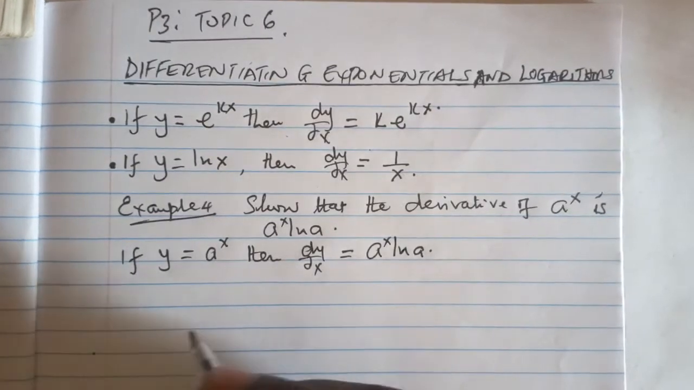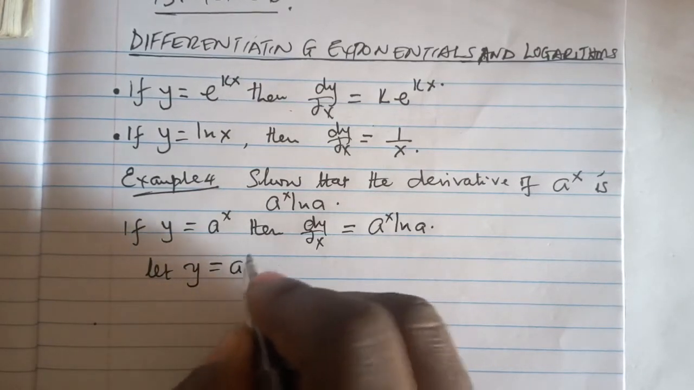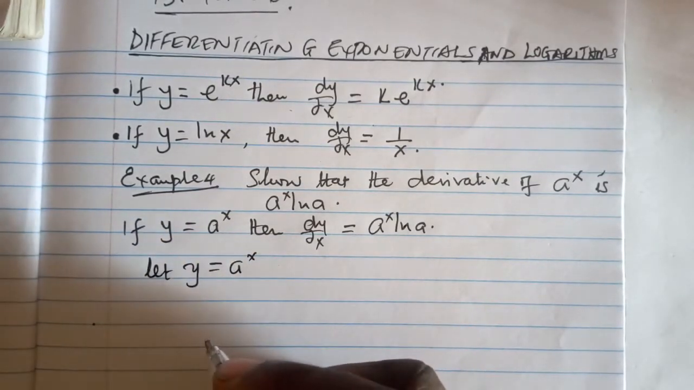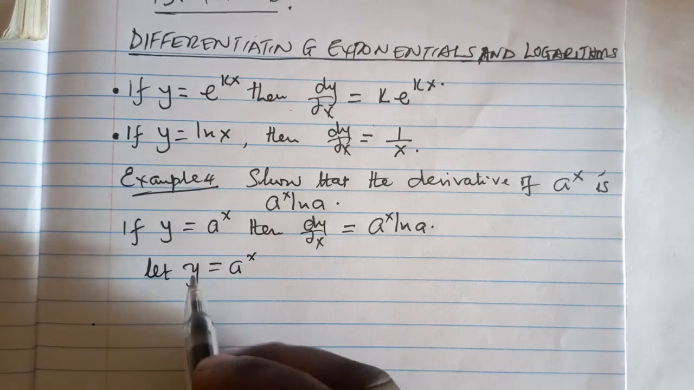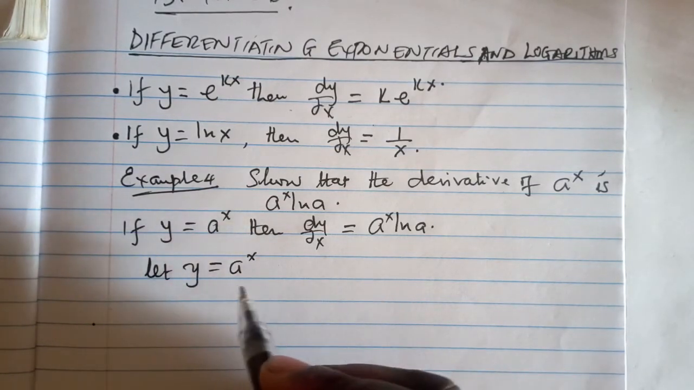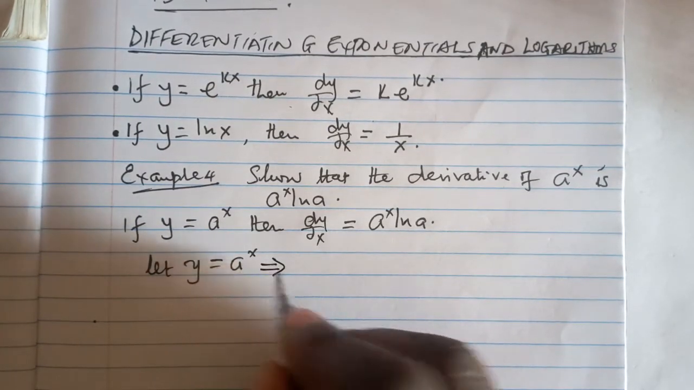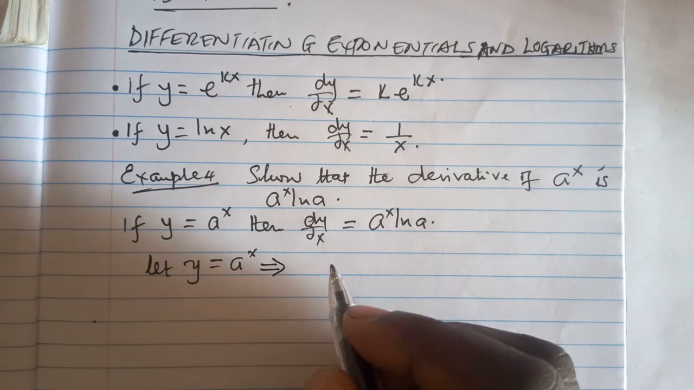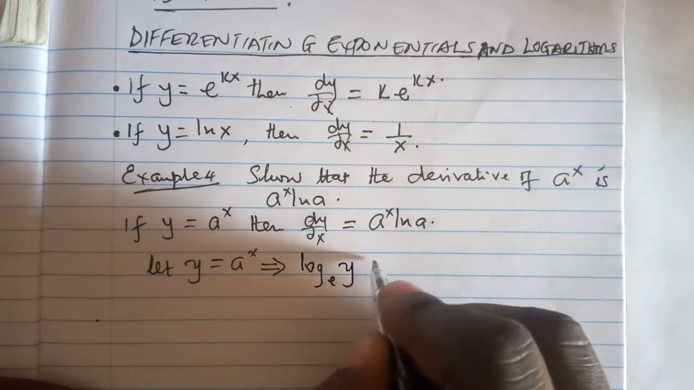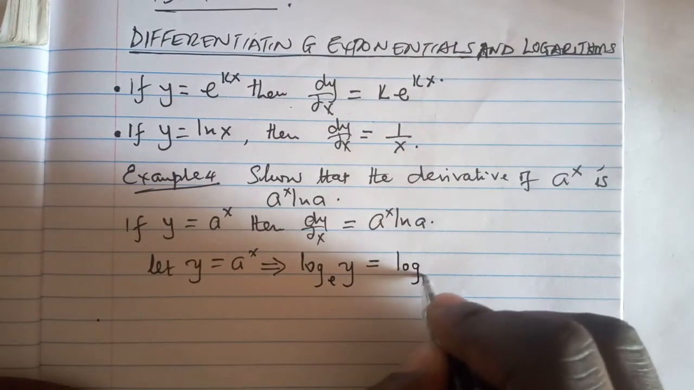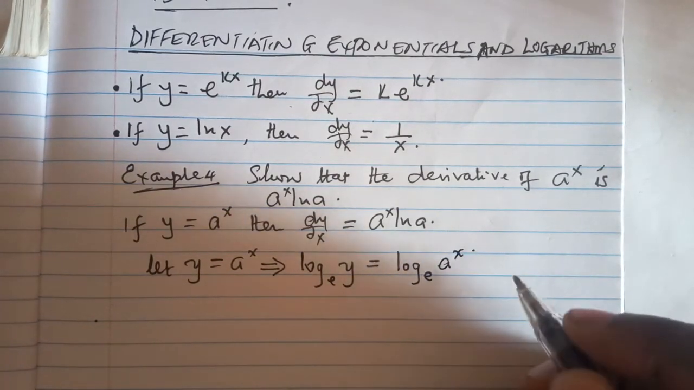So in the very first statement, let y be a raised to power x. And because we have ln, we will have to introduce log to base e of anything. So introducing log to base e of all this, we are going to have log to base e of y is equal to log to base e of a raised to power x.